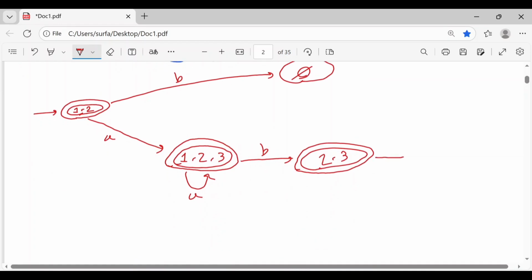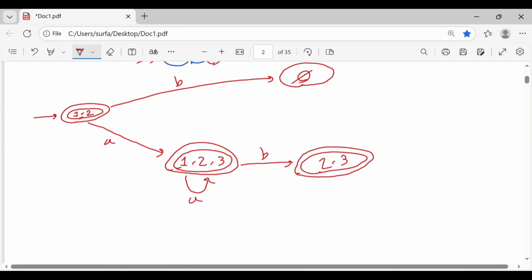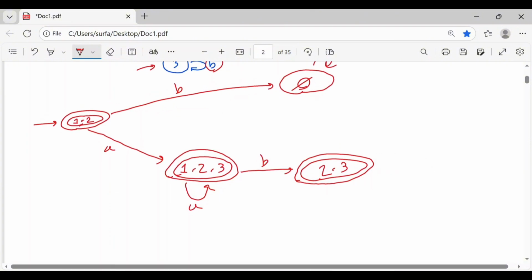Actually, let me show you. We have only 1 and 2 in our state, so we must go back to our first state here. We have it until this part, so we have this transition here. It will become like this.